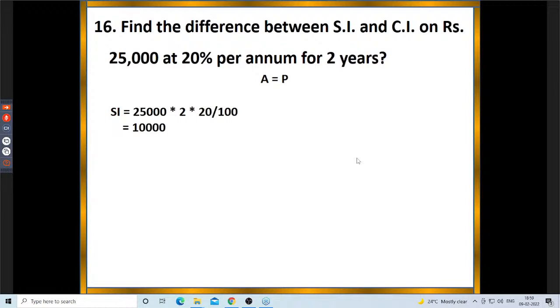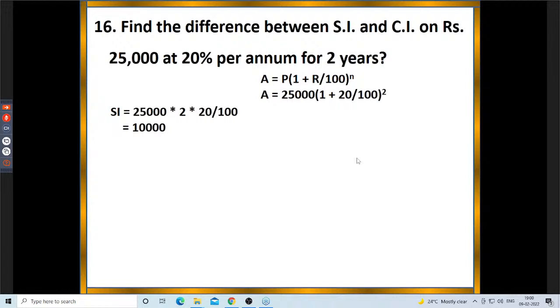If you want to go for the compound interest, first of all, you have to find the amount, P into 1 plus R by 100 whole power N. So P value is 25,000, R value is 20, and n value is 2. 25,000 into 1 plus 20 by 100 whole power 2. Clear all of you?